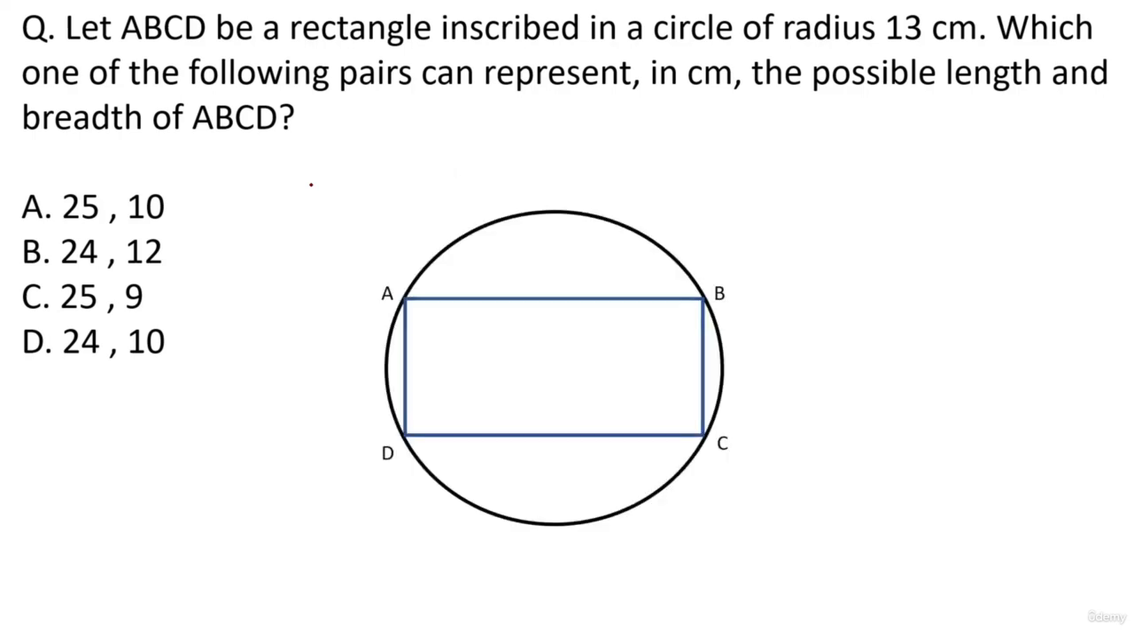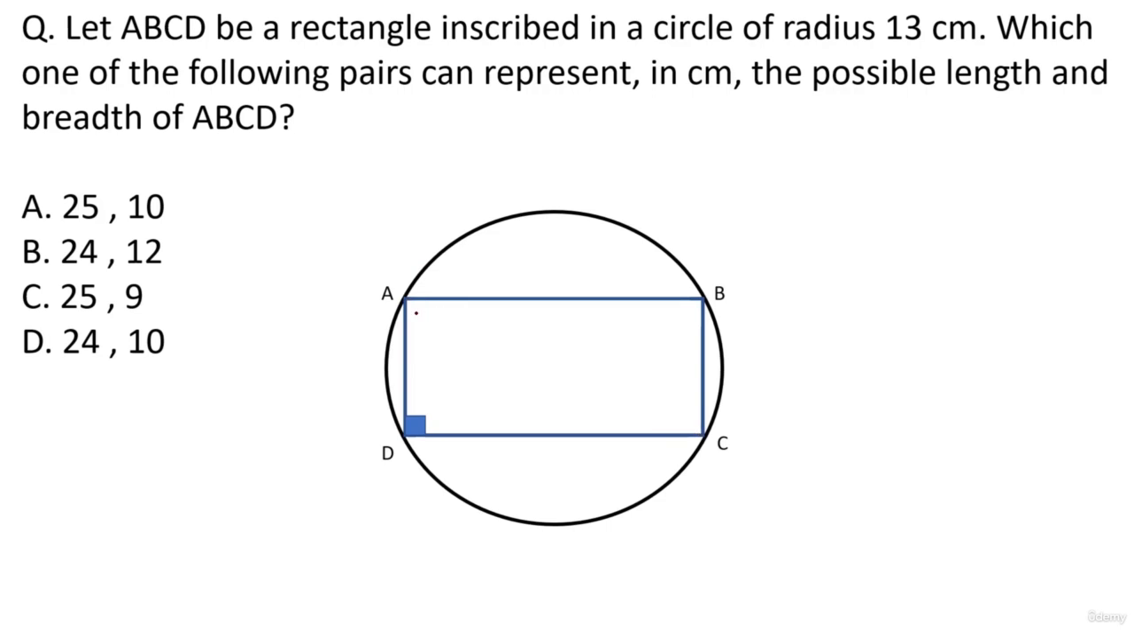If you have a rectangle inside a circle, guys, a rectangle has all the angles equal to 90 degrees. And guys, for any circle, okay, a diameter always subtends a right angle at any point of the circle.